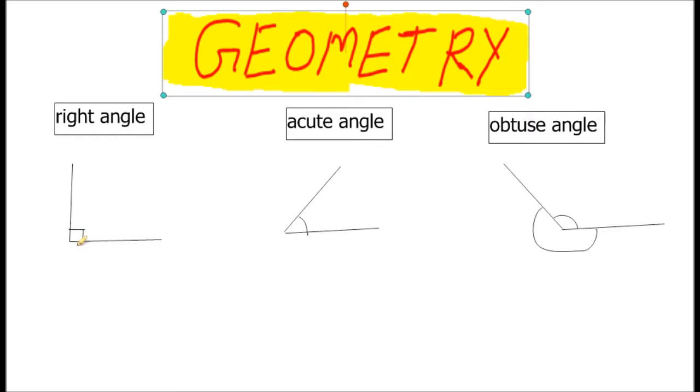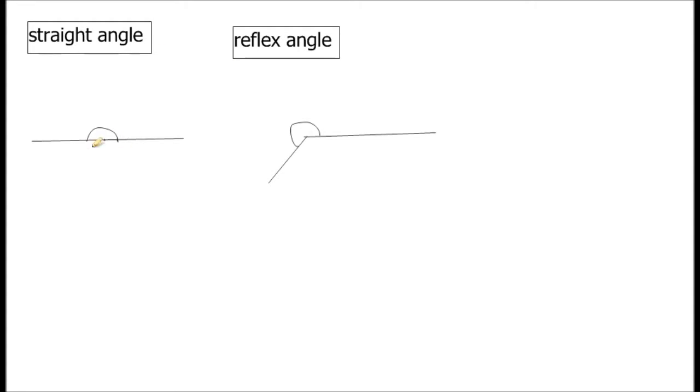If the angle between the two lines is 90 degrees, then it is called a right angle. Next, acute angle. If the angle is less than 90 degrees, it is an acute angle, and if the angle is greater than 90 degrees, it is an obtuse angle. If the angle is equal to 180 degrees, then it is called a straight angle. And if the angle is greater than 180 degrees, then it is called a reflex angle.